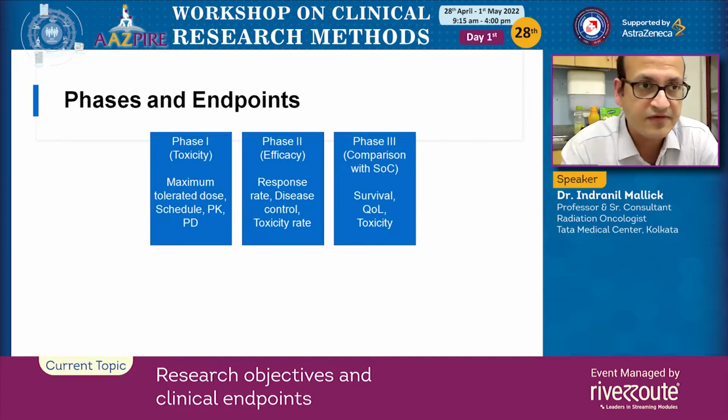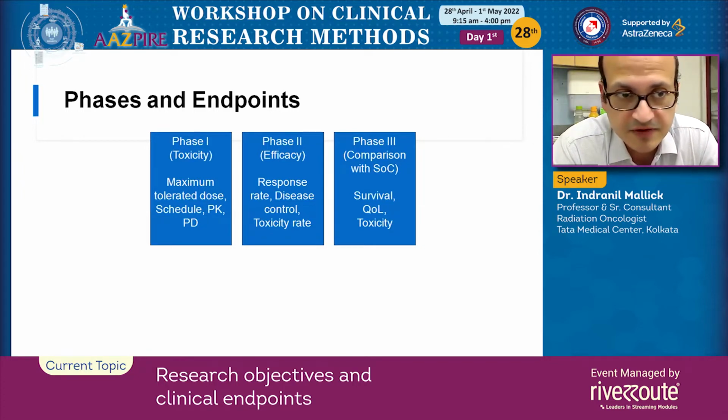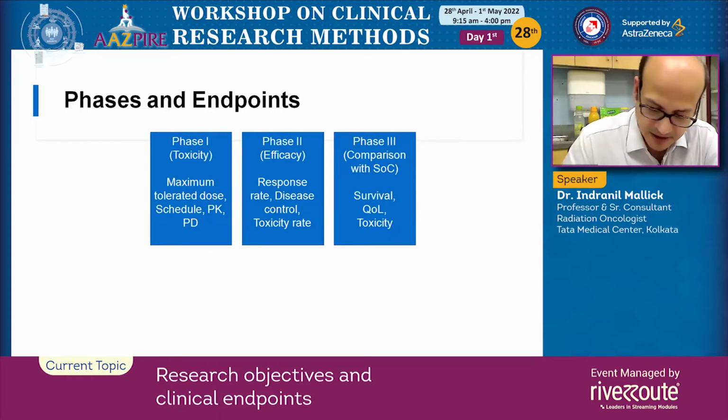So what are the different endpoints based on the different phases? In phase 1 clinical trials, where your main concern is safety and toxicity, your endpoints would be the maximum tolerated dose, the schedule of the drugs that you're using or the treatment that you're using, or pharmacokinetic and pharmacodynamic factors that you're going to look at. In a phase 2 or efficacy study, you're going to look at the response rate, disease control, and toxicity rates. In a phase 3 trial, which is comparison with standard of care, you're going to look at survival or variations of survival, quality of life, and toxicity.